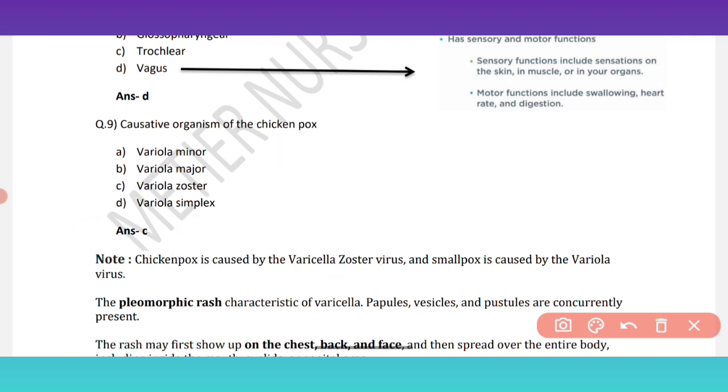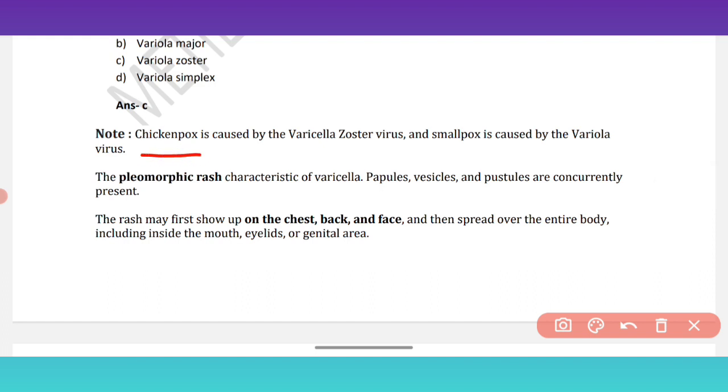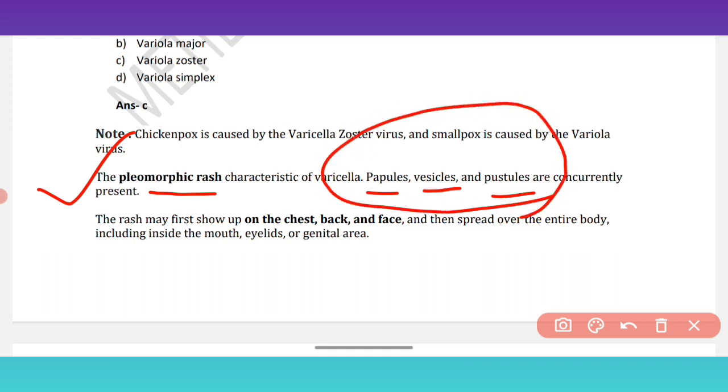Okay, fine. And a few more golden points related to chickenpox. The first one is, as I mentioned already, chickenpox is caused by the varicella zoster and smallpox is caused by the variola virus. The next important point is, in chickenpox you can see pleomorphic rash. What is pleomorphic rash? Pustules, vesicles, all kinds of small rashes are present simultaneously in the same place. Usually if pustules are there, vesicles will not be there; if vesicles are there, papules will not be there. But in chickenpox, pustules, vesicles, papules are all present at the same time in the patient. That is called pleomorphic rash. This is very important. Many times they ask it in competitive exams.